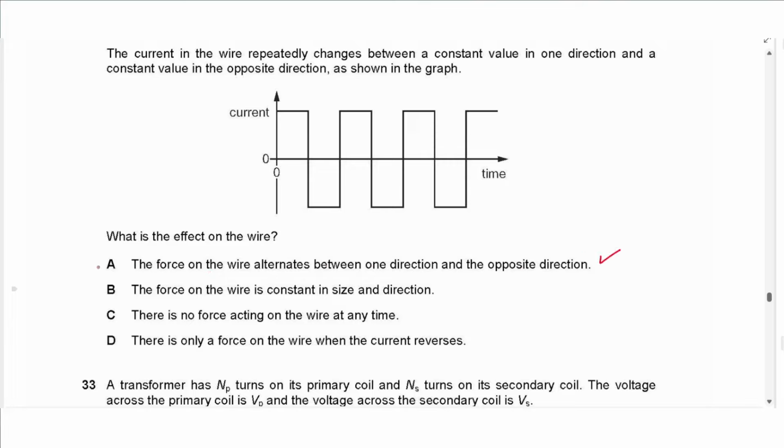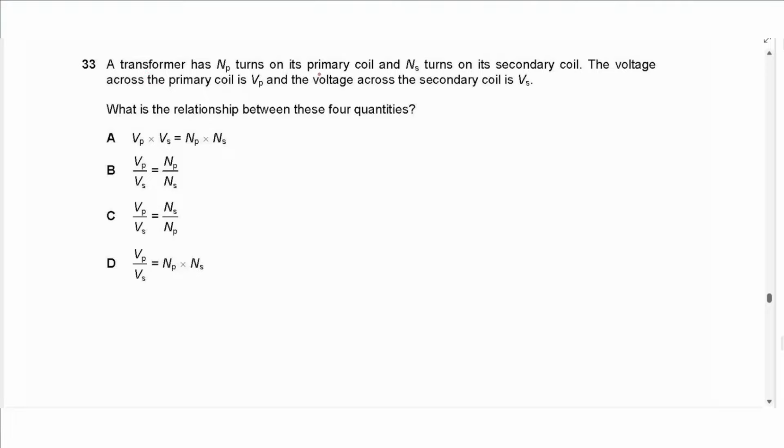Question 33 says a transformer has NP turns on its primary coil and NS turns on the secondary coil. The voltage across the primary coil is VP and the voltage across the secondary coil is VS. What is the relationship between these four quantities? So the ratio between VP to VS is equal to NP to NS. So the answer is B. The ratio of VP over VS is equal to NP over NS.